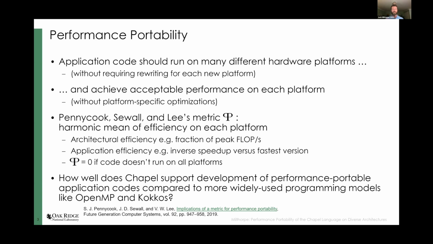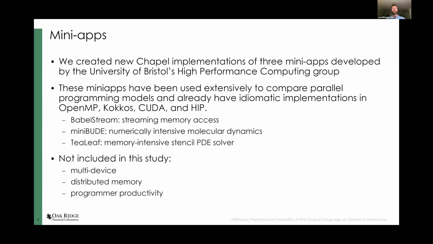So the question we wanted to look at was, how well does Chapel compare to more widely used programming models like OpenMP and Kokkos in this metric of performance portability? So what we did was create new Chapel versions of 3 mini applications. These are all coming from the University of Bristol's High Performance Computing Group, who've done a lot of surveys of performance portability. And they've already got really good implementations in OpenMP, Kokkos, CUDA, HIP, SYCL, and a bunch of other programming models. So the apps we looked at are BabelStream, MiniBUDE, and TeaLeaf, and they all have different patterns of computation that they use.